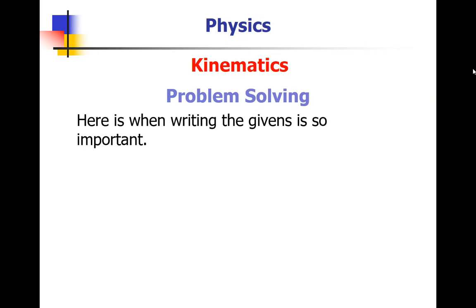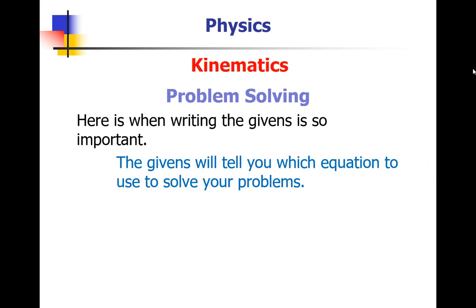So this is why writing the givens is so important. You've gone from 2 equations to 8 in one lecture. The givens will tell you which equation to solve. So the givens, displacement, initial velocity, final velocity, time, and acceleration, tell you which equation to pick.